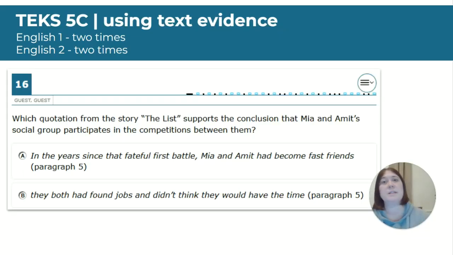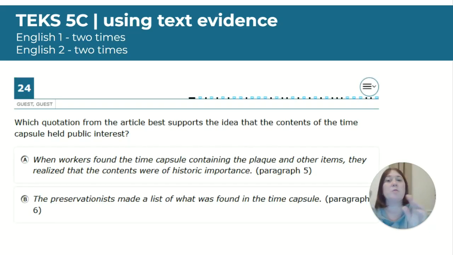TEKS 5C is a pretty common TEK that we see on the STAAR year after year, using text evidence, asked on the English 1 and the English 2 twice. This one has the students looking at a quotation that supports the conclusion. So this is just which quotation supports this idea. And that's the other way we usually see it phrased as well. Either supports the conclusion or, on this one, supports the idea.